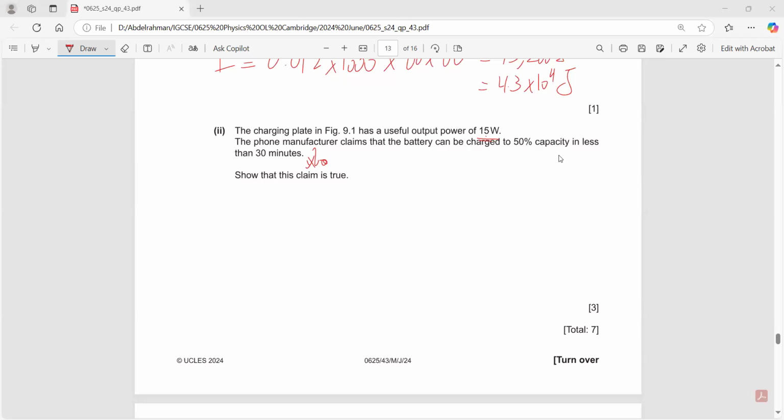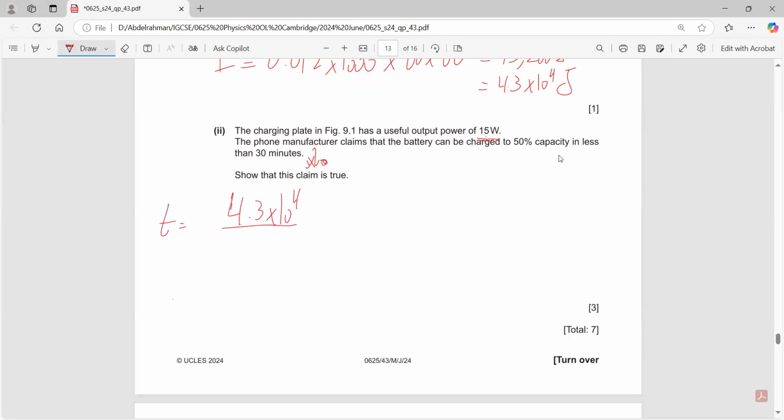Why? Because you have the energy, which is 4.3 times 10 to the power of 4. Power equals energy over time, so time equals energy over power.